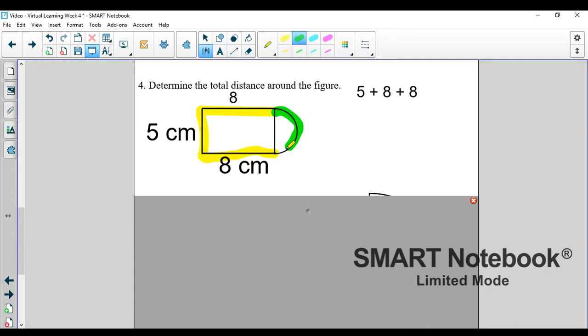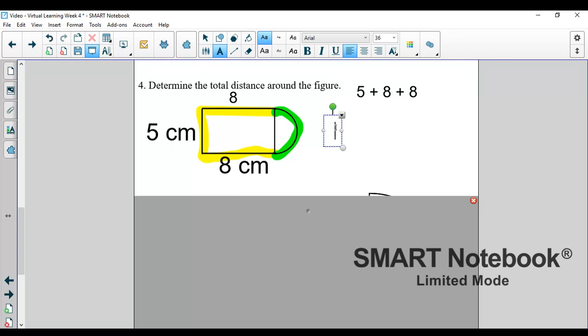Around this green curve here, I have to think to myself, how do I find the distance around a curve? Well, that would be circumference. I know to find the circumference, it's pi, or 3.14, times the diameter. In this picture, the diameter is actually 5 because the left side represents 5. So this line that goes straight across would also be 5.